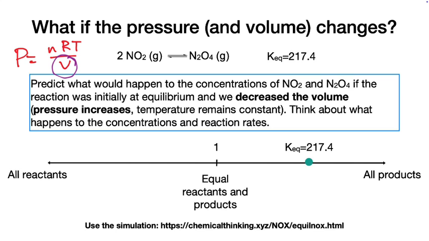So those other systems need to just remain constant. That makes your life simpler when you go through and run calculations. So think about what happens to the concentrations and the reaction rates. Same deal, talk at your tables, see what you come up with. What do you guys think?